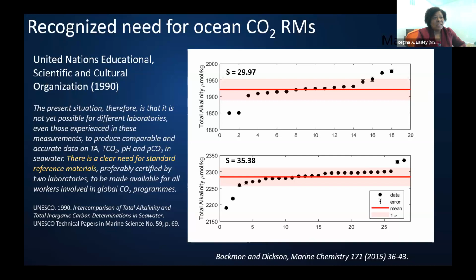This group organized an interlaboratory study where various labs conducted measurements of the carbon system parameters on batches of IOCCP standard seawater, and they conducted the study at different salinities. Here I have the results shown for salinities 29 and 35. You can see where the mean values fall for these measurements, and the standard deviation is somewhere around plus or minus 30 micromoles per kilogram.